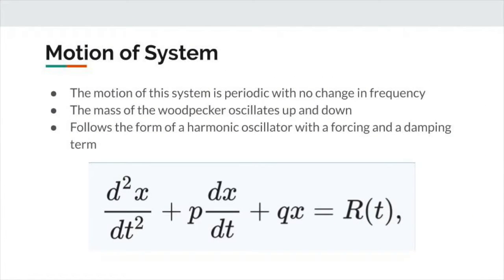As with many systems, the governing equation of motion is Newton's second law: force is equal to mass times acceleration. Specifically, this is transformed to satisfy harmonic motion with force and damping terms. This equation describes the oscillation of the woodpecker's drumming as it moves its head back and forth.